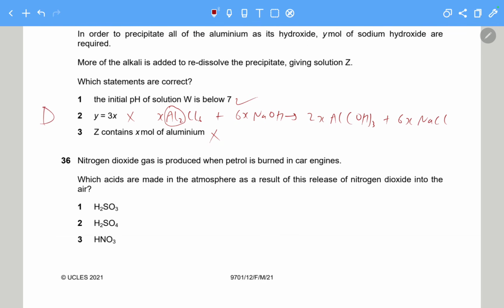Nitrogen dioxide gas is produced when petrol is burnt in car engines. Which acids are made in the atmosphere as the result of this release of nitrogen dioxide into the air? H2SO3? No, this is not made because of nitrogen dioxide. H2SO4? Yes, this is made because of nitrogen dioxide, because remember, it catalyzes the formation of acid rain. HNO3? Again, NO2 dissolves in water to give HNO3. So the correct answer is C.